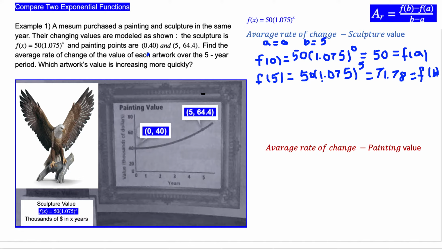And now let's apply the average rate formula. Let me write the average rate for the sculpture, AS, with this abbreviation. For f of b, we write 71.78, and the sign is a minus, I write minus 50, because f of a is 50. And b is 5, you see b is 5, and a is 0, so 5 minus 0.